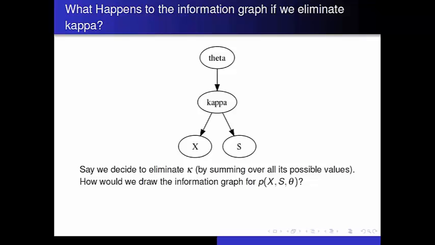Concretely, you could ask, what graph structure would you draw for the information graph without kappa? And we do the summation to compute, for example, p(x, s | theta) under this model, and I think you'll agree, we can get this by summing over all possible values of kappa from here, right? All right, so what should the information graph structure look like?